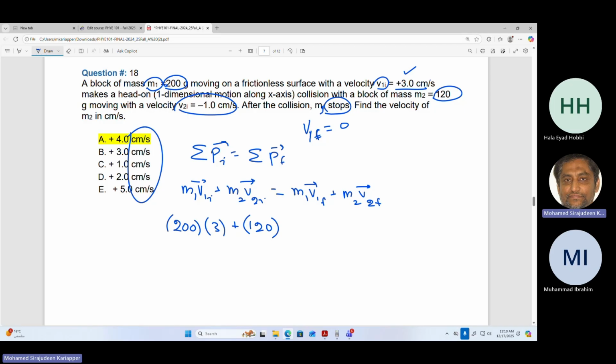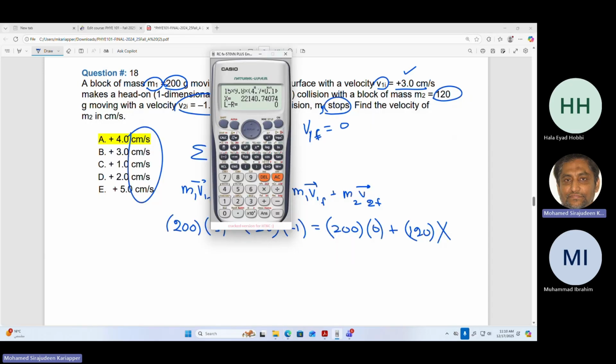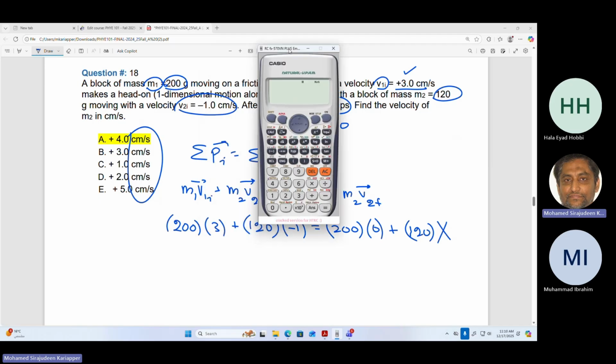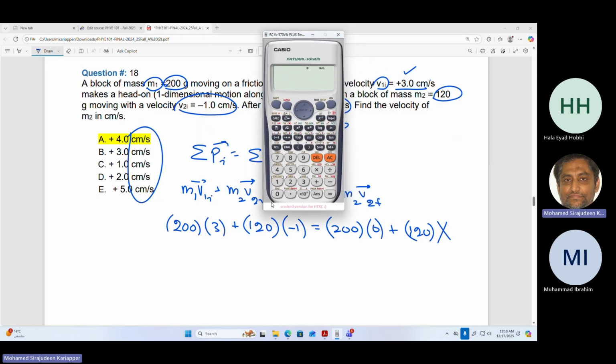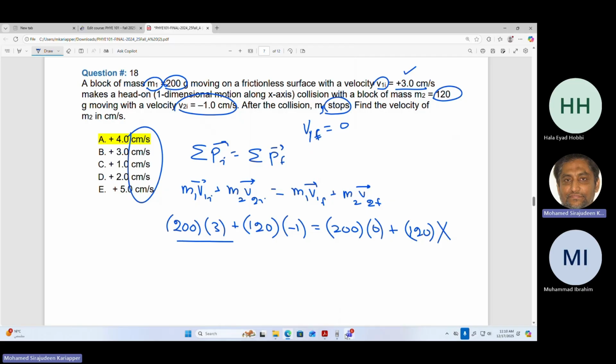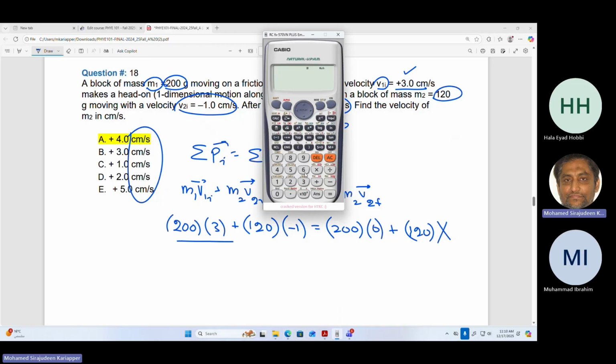200 multiplied by 3, plus 120 times V2I, which is -1, equal to m1 again, which is 200, times V1F, which is 0, plus m2, which is 120, times the unknown. Call it X, so X is actually V2F. You just take your calculator, and you will not make a mistake, hopefully. You can save time moving things around, doing the algebra. Even if you do it manually while using the calculator, that is also good. 200 times 3 is 600.